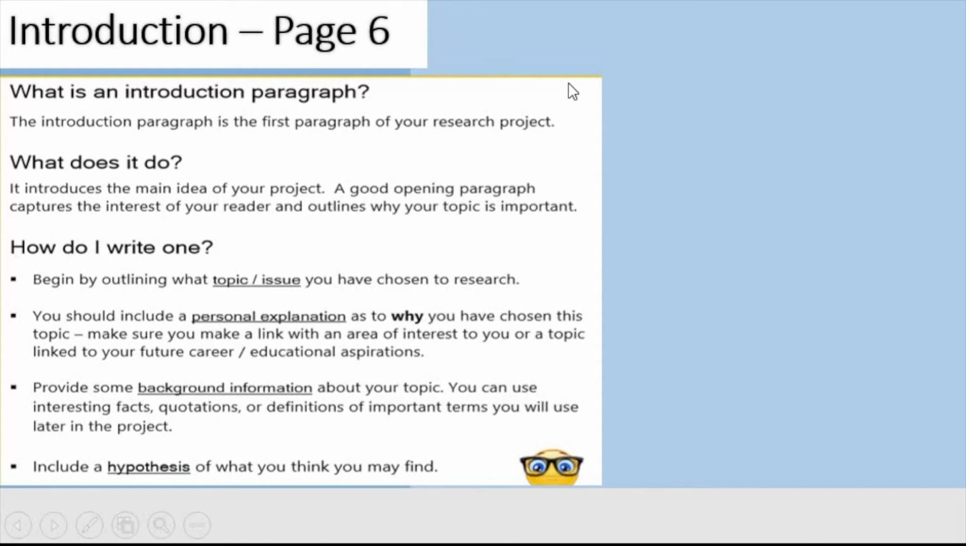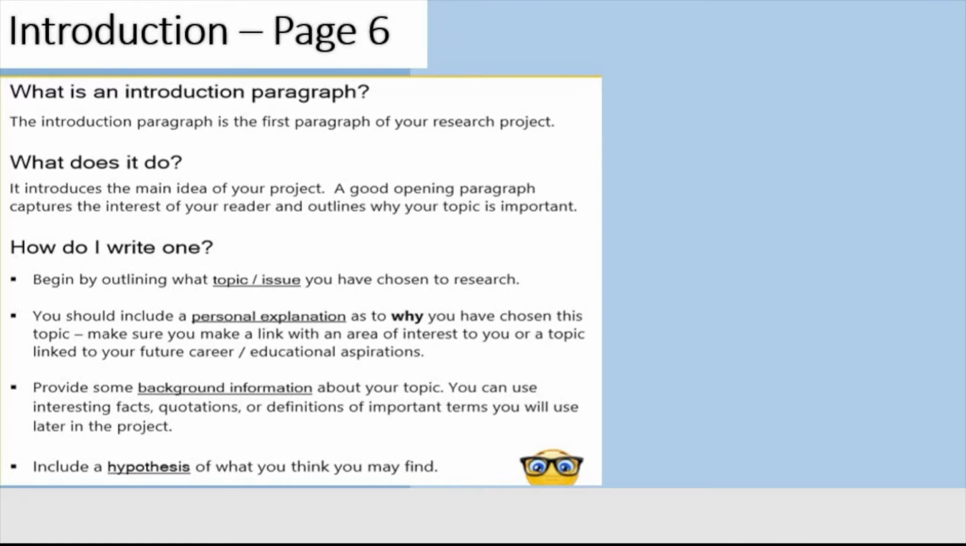In your intro, you need to make sure that you are providing some background information about your topic, stuff that you already know about it. So I'll be looking here at interesting facts, quotations, definitions of important terms that you will use later on in the project.